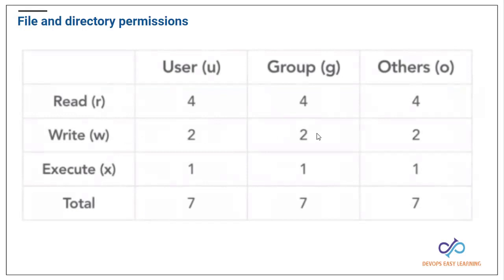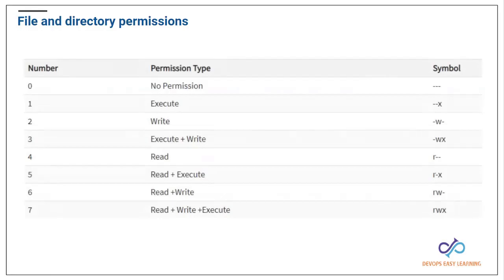We discussed this already: read is 4, write is 2, execute is 1, and the total we have is this, and so on. And that's it. Right here, we just have a couple of examples. We say, okay, 0 means no permission, 1 is read, and how do you represent that?